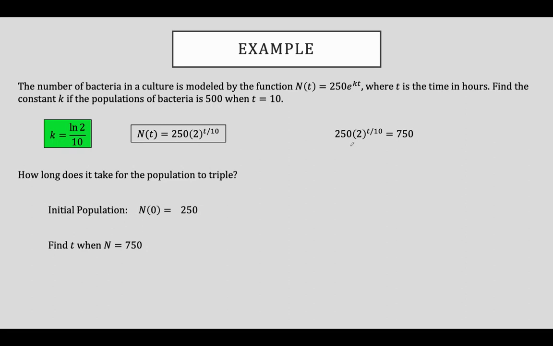To solve exponential equations, we want to begin by trying to isolate this exponential quantity. We start off by dividing by 250. Dividing both sides by 250 gives me 2 raised to the t over 10 is equal to 3. Now notice our value of t is being exponentiated. How do we undo exponentiation? By logging. And in this case, we are going to log both sides with a base of 2.